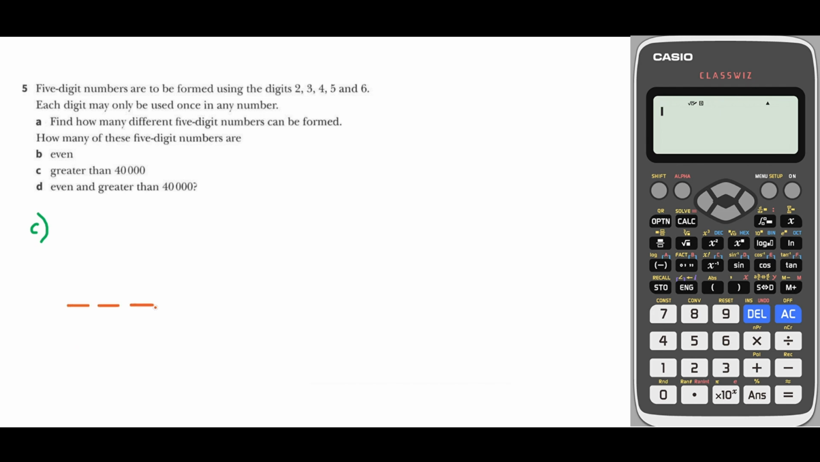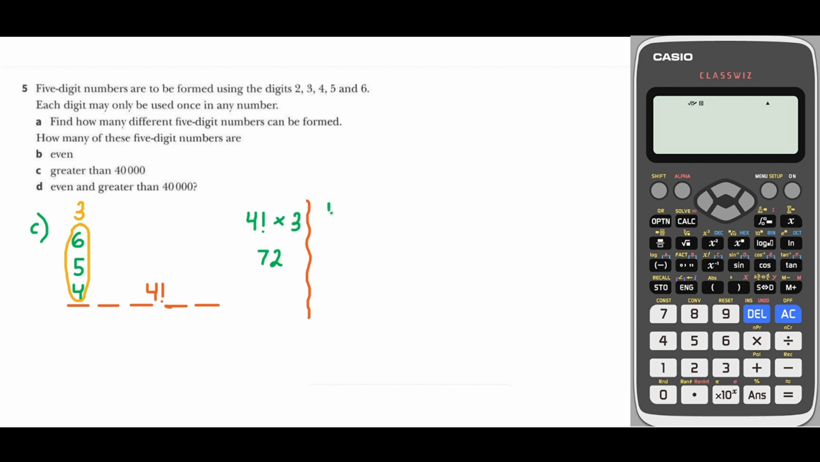Start again by making 5 spaces for the 5 digits. In order for the number to be greater than 40,000, it must start with 4, 5, or 6, so we can write these in the first space. This means that we have 3 possible digits for the first space. When we have decided the first space, we are left with 4 digits to arrange in 4 spaces, which is calculated through 4 factorial. We will multiply 4 factorial by the 3 possibilities for the first space. The answer for this part is 72.